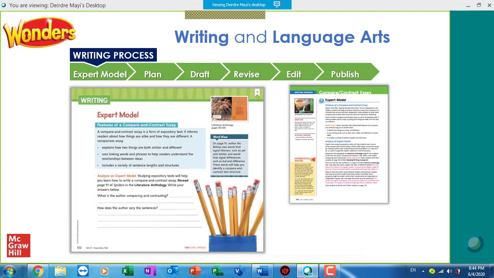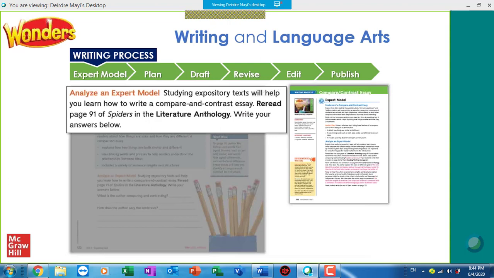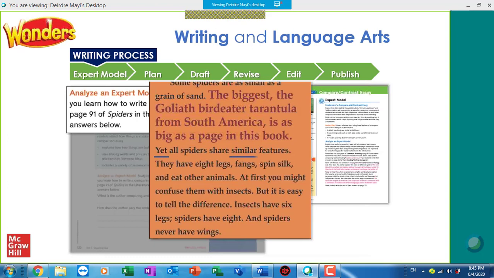Well, how is that going to happen? Well, the first thing that we do is that we give the students an expert model. And in this expert model, we focus on some element that we want to see in the student's writing. As you look at the screen, you will notice that the students are being told what the features are of a compare and contrast essay. They are then given an expert model. Guess what the expert model is? It's actually the anchor text that students have experienced.